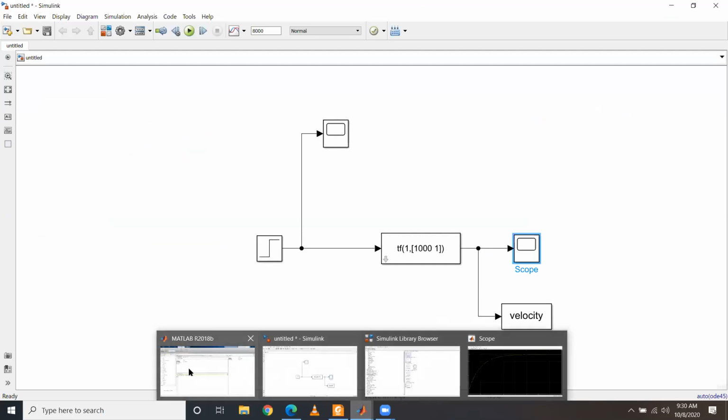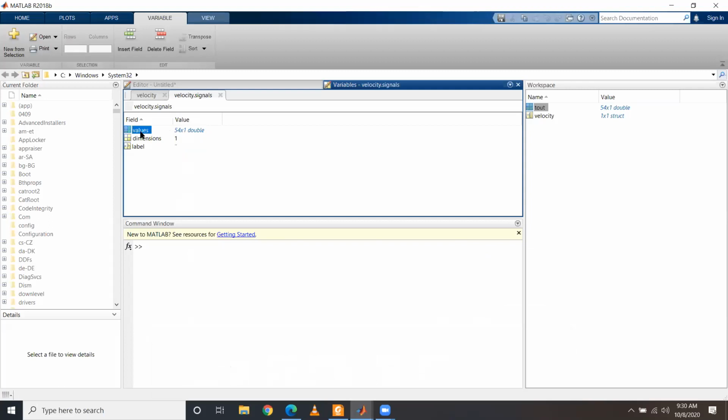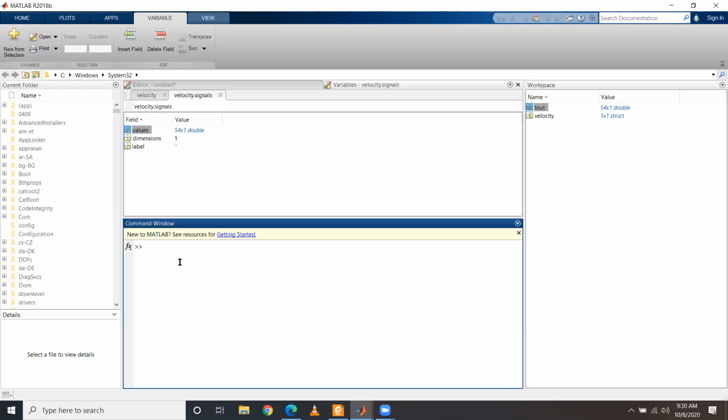So the values inside the signal structure, these are the velocity values, right? Yes, sir. So we have both the velocity values and the time values, so we can also plot the steps, right, by using plot? But since these values are inside the structures, we have to write them in that manner.